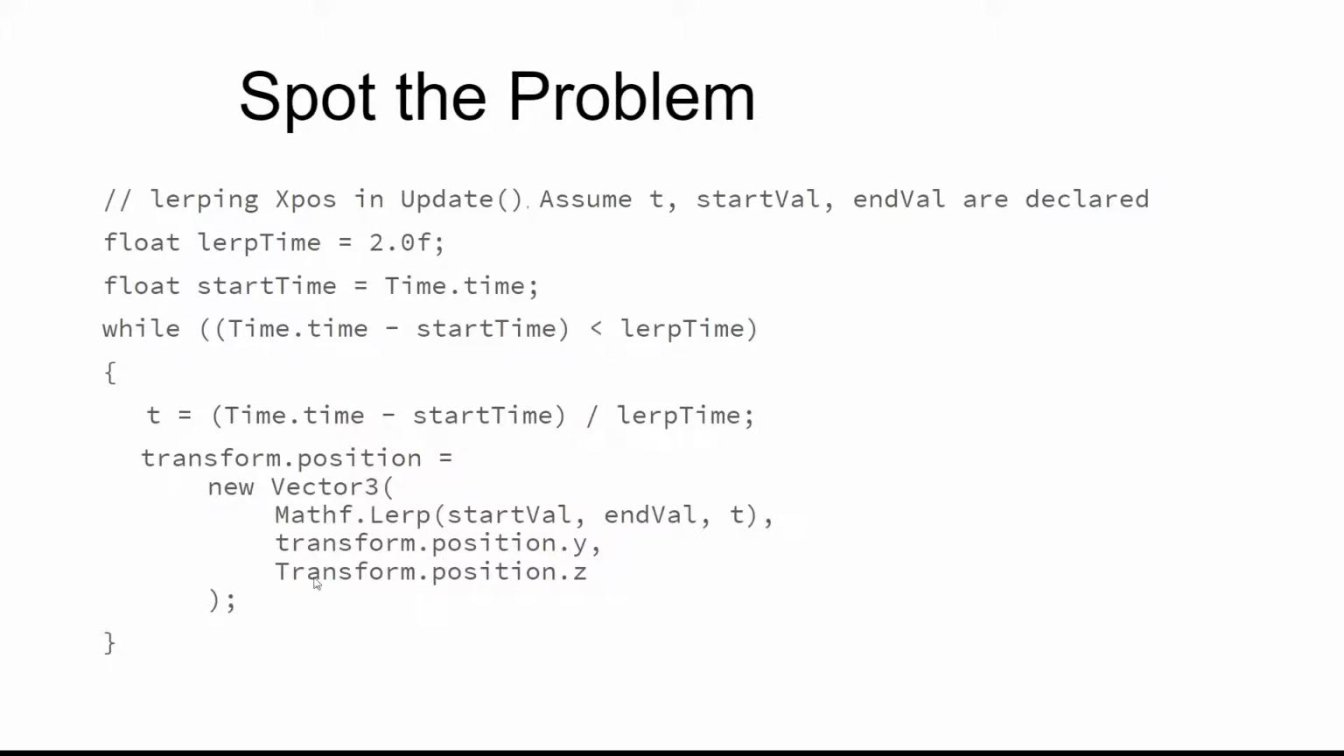And then I would use my interpolation here. The idea was to use my interpolation to say, all right, Mathf.Lerp from the starting value to the ending value, varying from 0 to 1, right? 0, 0.1, 0.2, 0.3, 0.4, and so on.